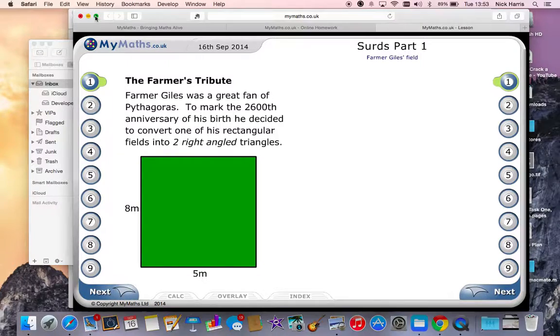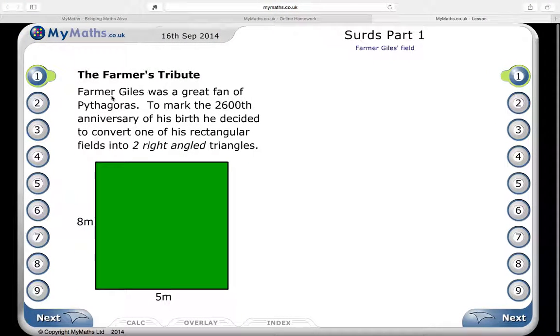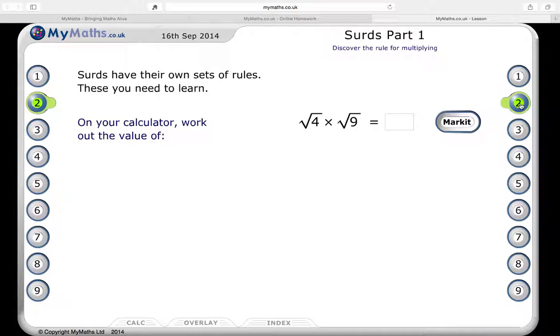So if we get straight on, I don't really understand what this first bit has to do with surds, so I'm just going to leave this bit and go straight to number 2, where we're going to start looking through some of the basic surd rules. I'm going to go through the entire lesson and hopefully you will learn a bit about the simple sorts of bits of surds.